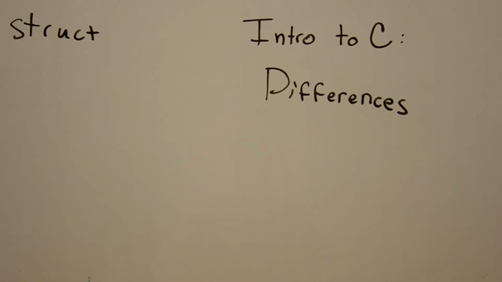The difference between a struct and a class is that you can't call methods on a struct. So, that's one difference.